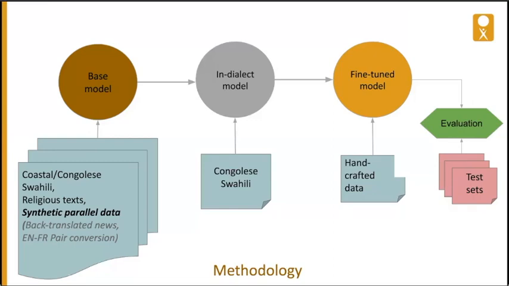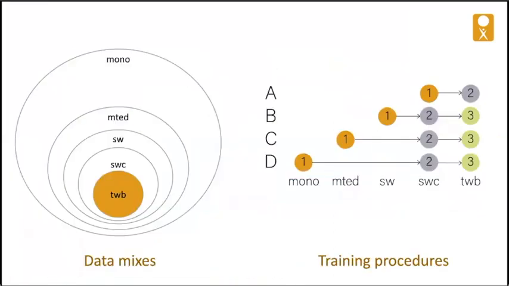And finally, we evaluate on our test sets. In order to test the improvement that we get from these different data sets, we have defined 4 procedures for experimentation, each procedure having a different data set mixture for using in the base model, but at the end, finally, always fine-tuning into our data sets.